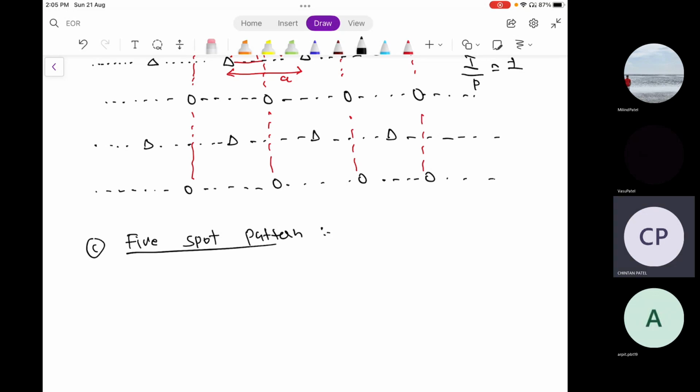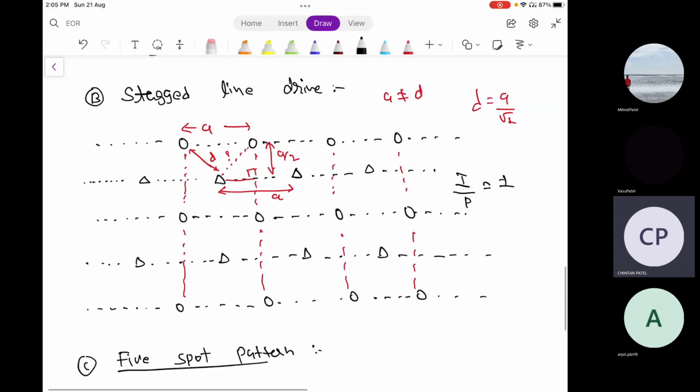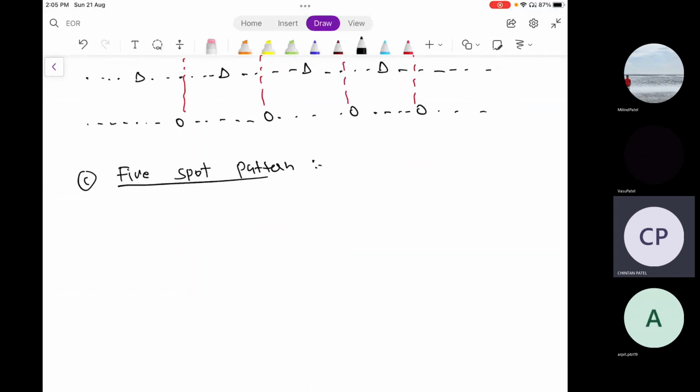So in the previous one, the staggered line drive, we said that m is equal to n. That means the number of injection wells is similar to the number of production wells. So next we can say the five spot pattern. The pattern seems the same as a staggered line drive, but it is not the same. There is a difference. In the five spot pattern, we do not have m equal to n. So I can say m is not equal to n. That means injection wells are not exactly equal to production wells. We have a different number for each.